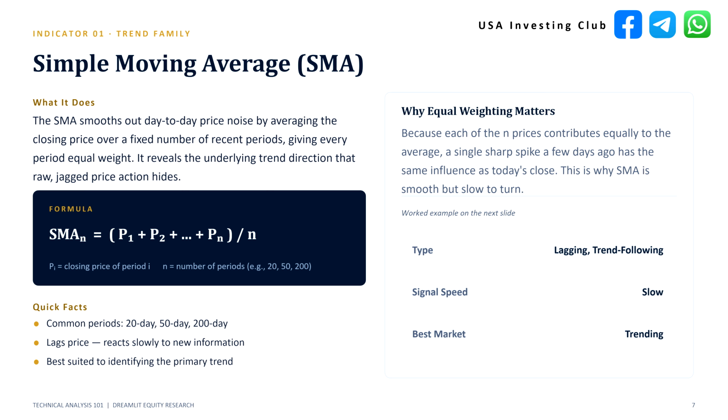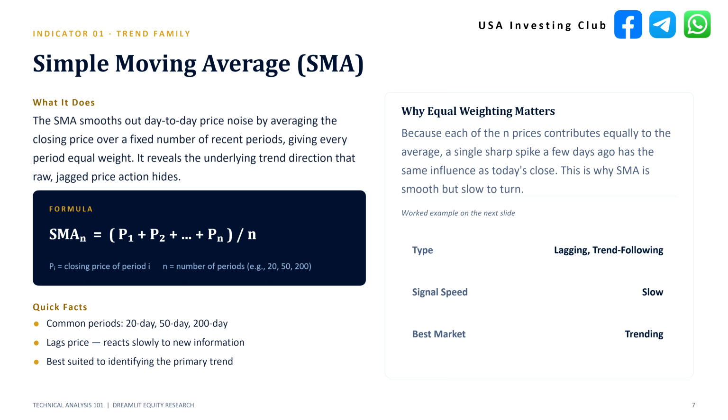The formula: SMA over N periods equals the sum of the closing prices, P1, P2, all the way through Pn, divided by N, where P sub i is the closing price of period i, and N is the number of periods you choose, commonly 20, 50, or 200 days.